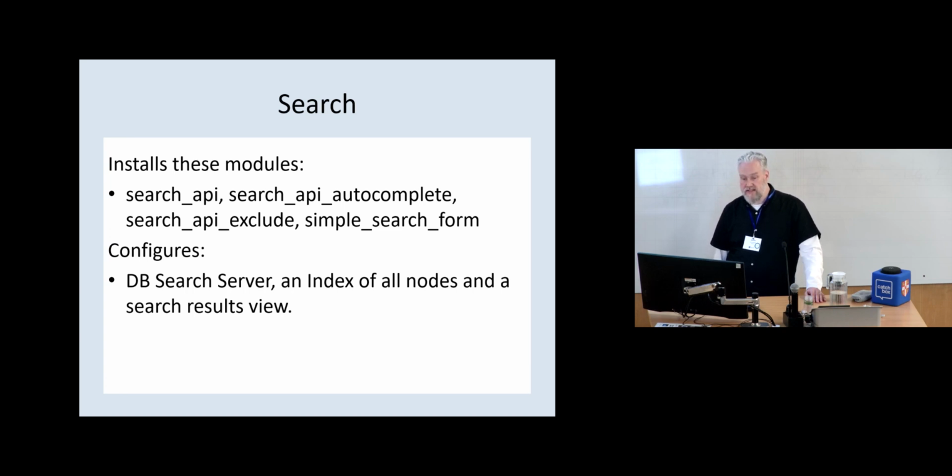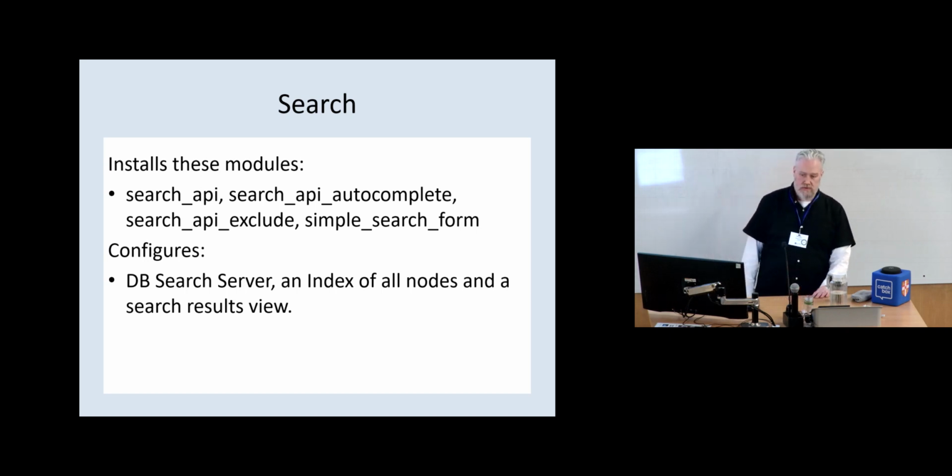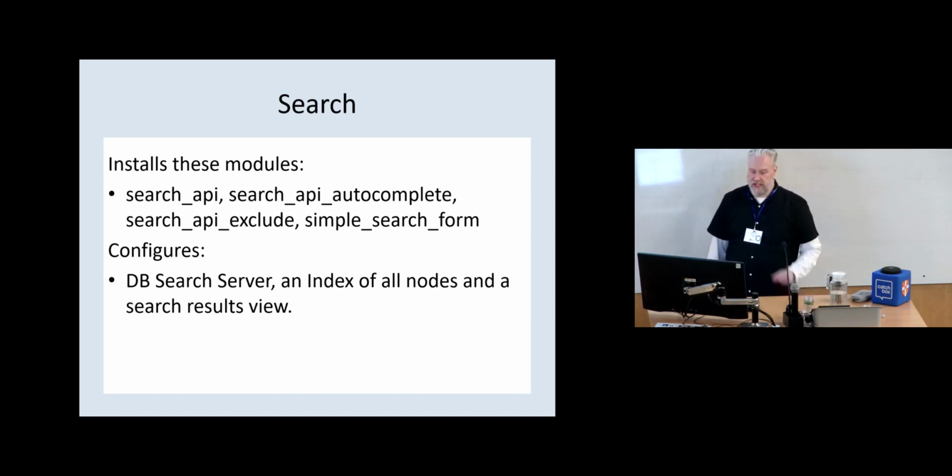Search recipe will set up Search API and autocomplete, and it'll also set up API exclude so that you can actually exclude stuff from your searches. And rather than having to basically hard code a simple search form, you could use a simple search form module, and this is all set up for you.